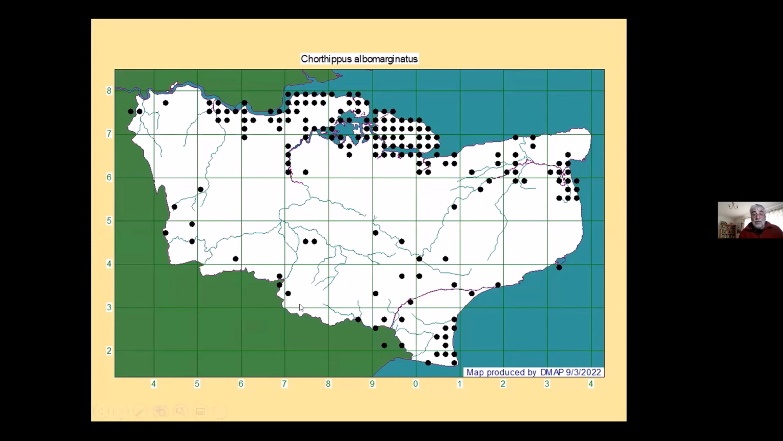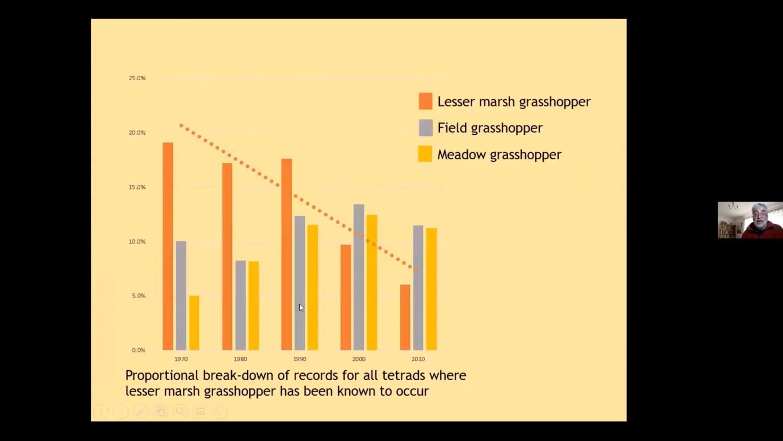But if you look at the tetrads where lesser marsh grasshopper has been recorded, and you look at the proportion of records in those tetrads which are lesser marsh grasshopper, I'm not claiming any statistical validity for that trend line. It's really just to show what Excel makes of the figures, but you've got what looks like a pretty sharp decline in the last 2 or 3 decades in lesser marsh grasshopper numbers.